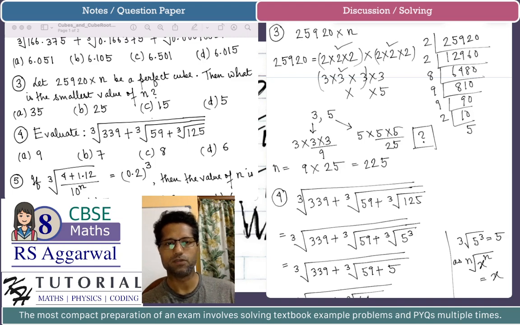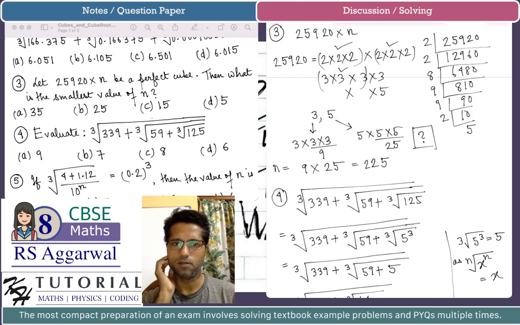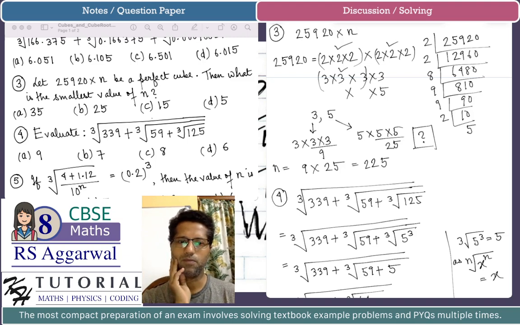Now if this question had been 25920 divided by 9, and we asked for the smallest n that will make it a perfect cube, then the answer would have been 3 multiplied by 5, 15. Anyway, I might have made a mistake in copying the question from the source, either in the choices or in the problem statement. It could be a mistake. I'm sorry for this.